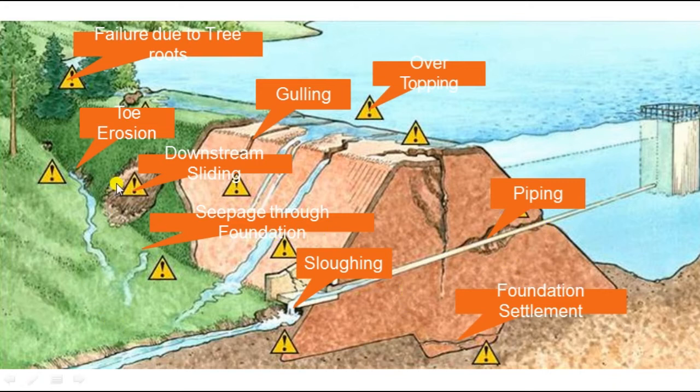Slugging of the downstream side toe. So that is called slugging of the downstream side toe. It means some portion of that embankment may be liquefied. When the soil is liquefied, its shear strength is lost, and that portion of soil slugs.